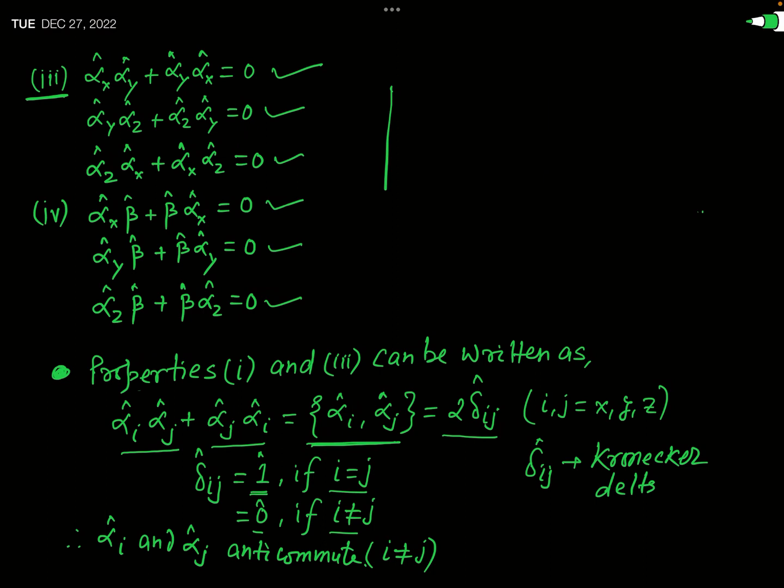So you can check that if we consider I is equal to j, then what will this expression be? You can see this will be alpha I times alpha I plus alpha I times alpha I. I am taking that I is equal to j, and that is equal to 2 delta I.